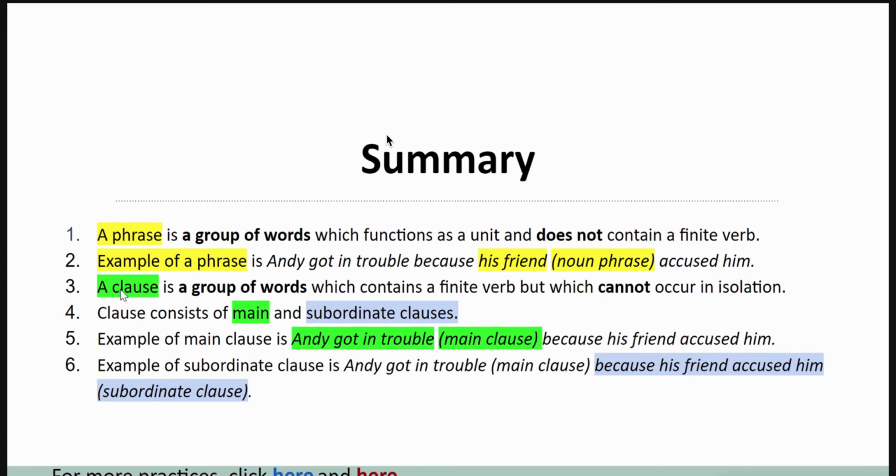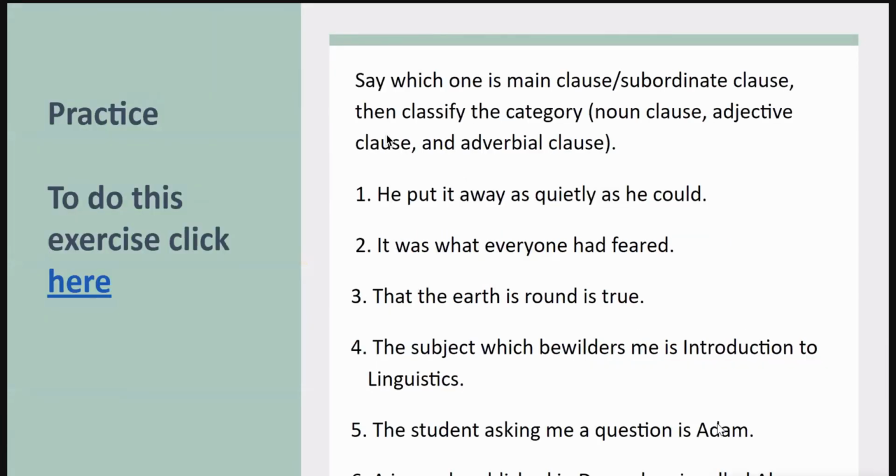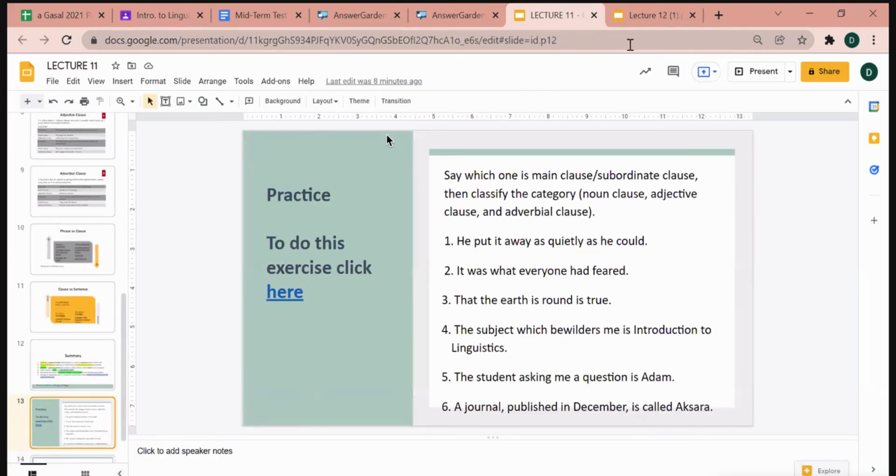Number 3, a clause is a group of words, seperti phrase juga, which contains a finite verb, but which cannot occur in isolation. Maksudnya tidak bisa berdiri sendiri. This happens for dependent clause. Clause consists of main and subordinate clauses. Main clause seperti apa contohnya? Andy got in trouble. Subordinate clause because his friend accused him. Ya, begitu.